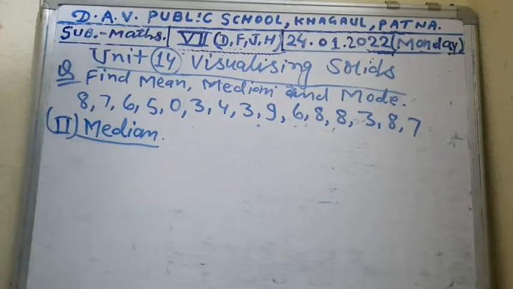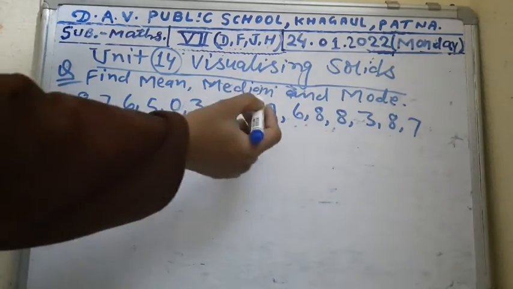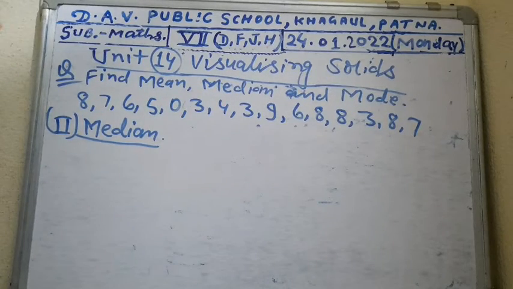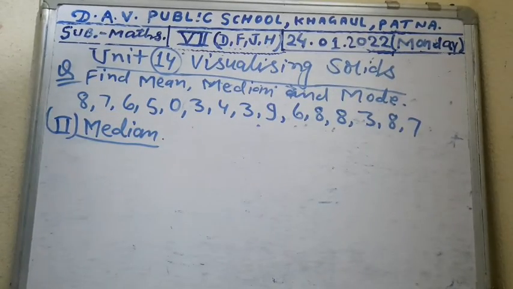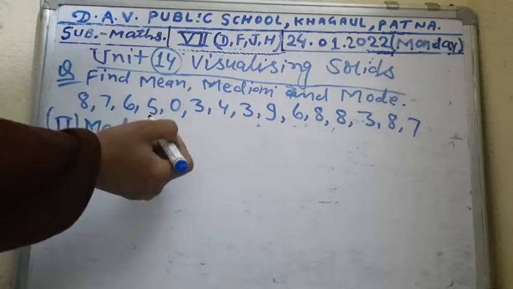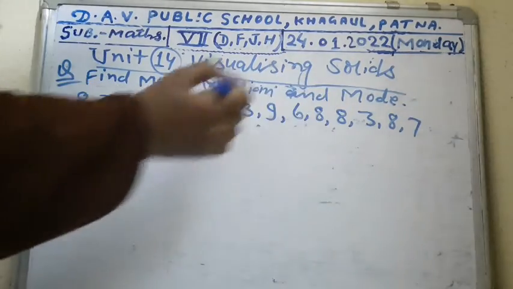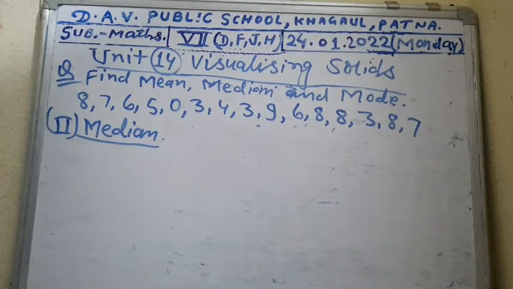We have already learned to find the median in two cases. In the first case, the number of observations is odd, and in the other case, the number of observations is even. Here the number of observations is odd, so we write only the middlemost. But how do we find the middlemost? First, we arrange the given observations in ascending order.